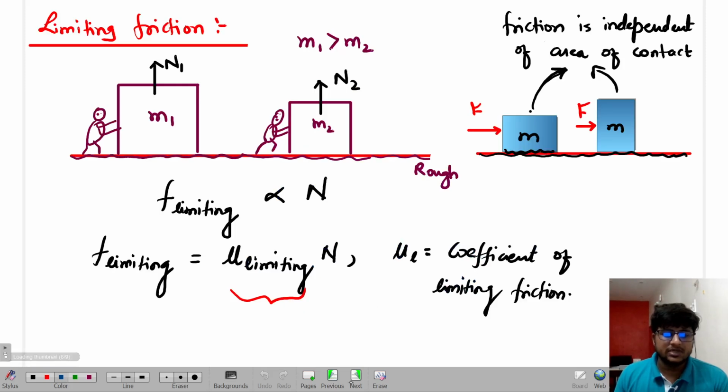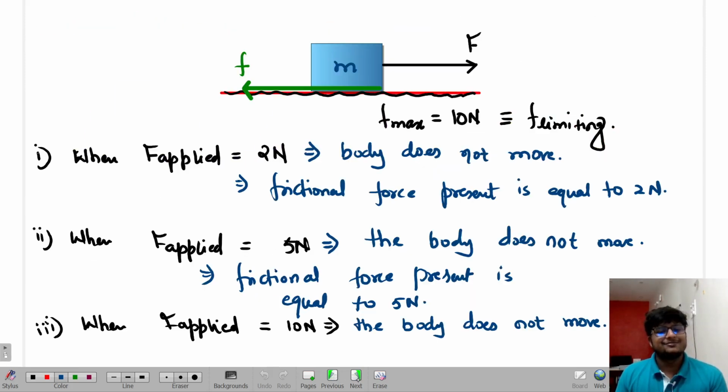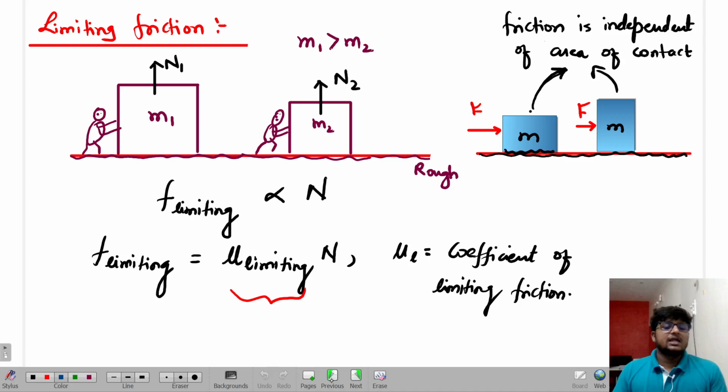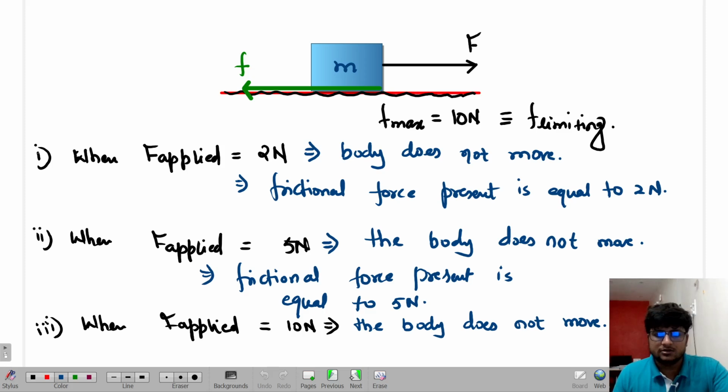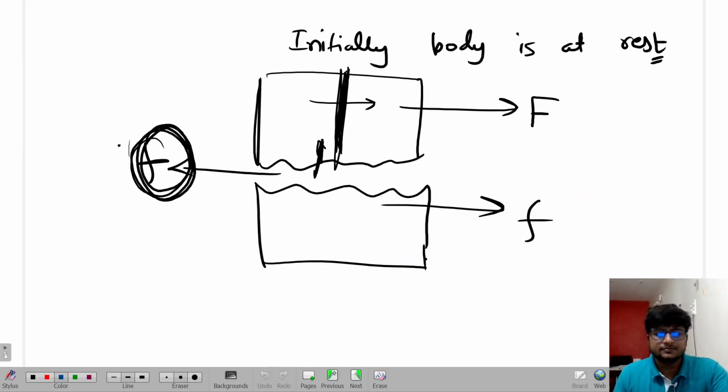So the idea is that static will never be equal to F limiting. Static will always be equal to only F applied. Is that clear or not? And F limiting is basically my maximum frictional force which can be present in the bodies, at the state of rest. And this is why we sometimes call mu limiting, which appears as the coefficient of friction over here, mu static also. Is that clear or not? That's the conclusion.